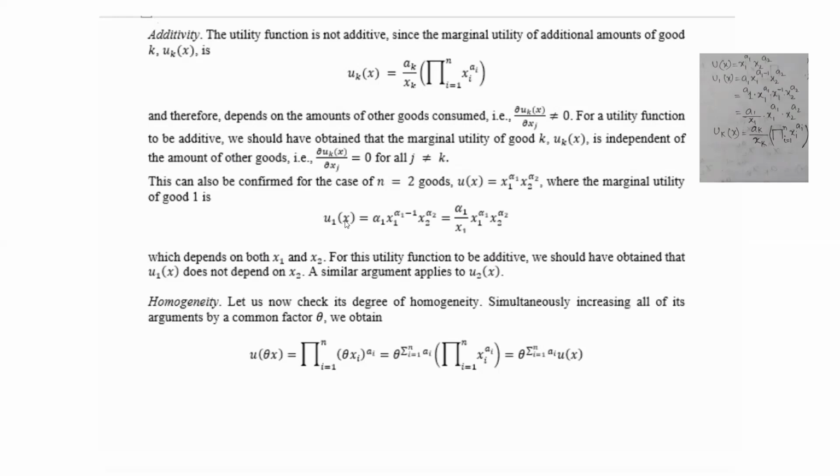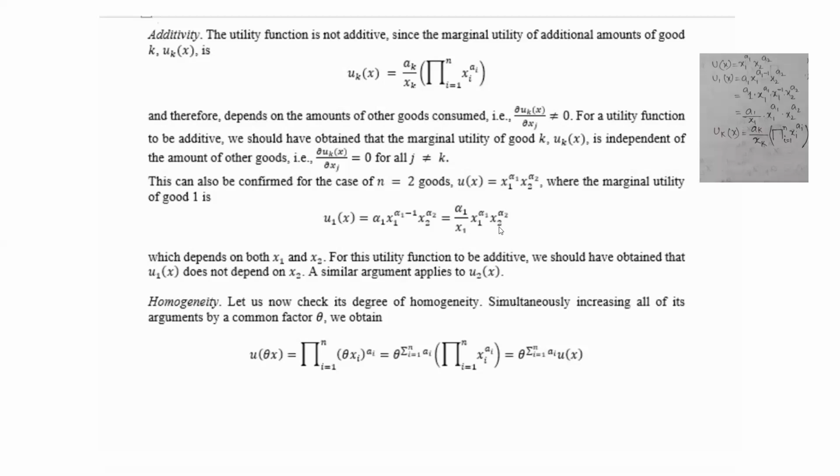So here, marginal utility of good 1 is presented. I have recently cleared it here, so you can view this. And we get a1 divided by x1 into x1 to the power a1, x2 to the power a2. Here we can see that marginal productivity of good x1 depends on x2.